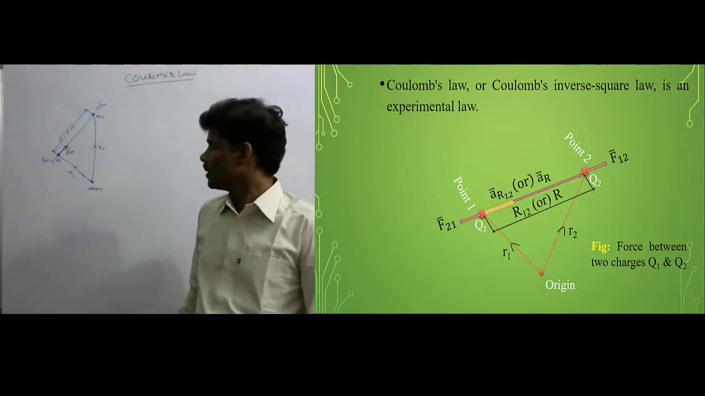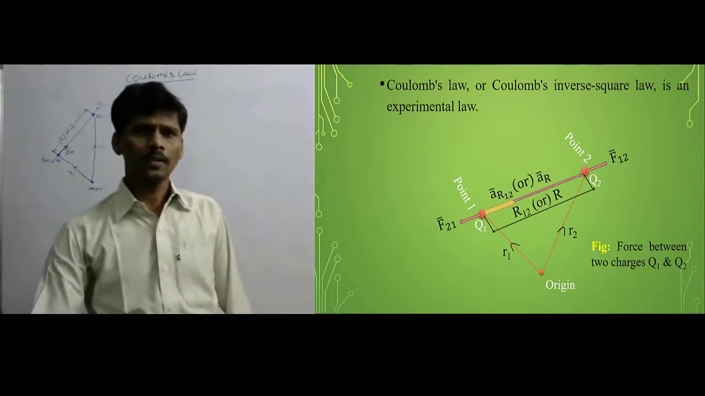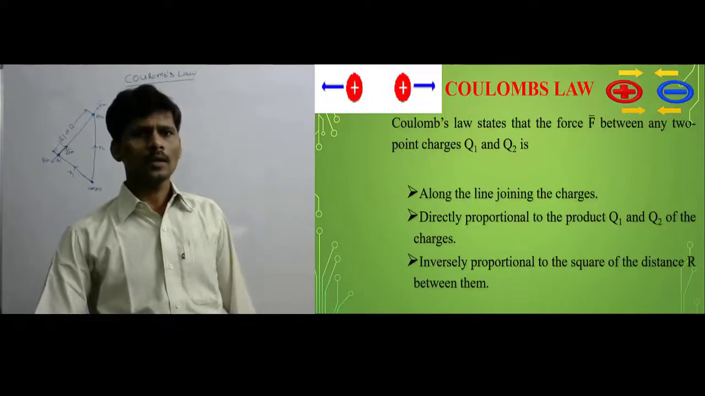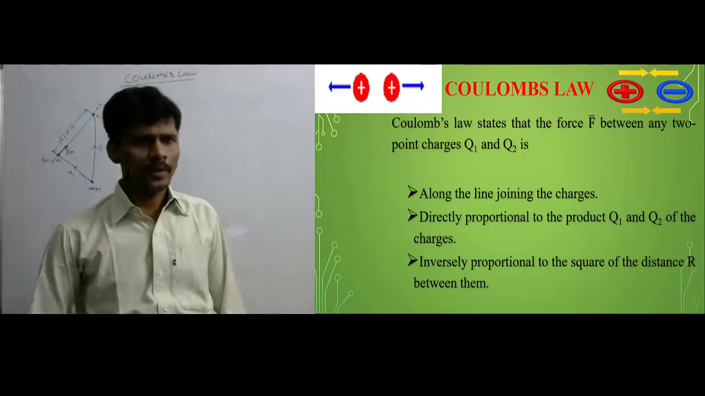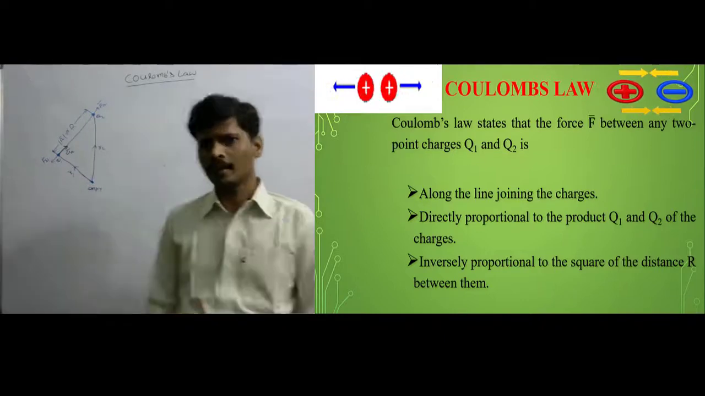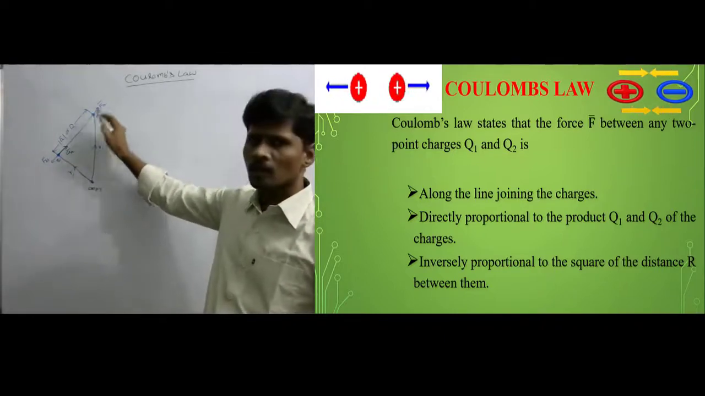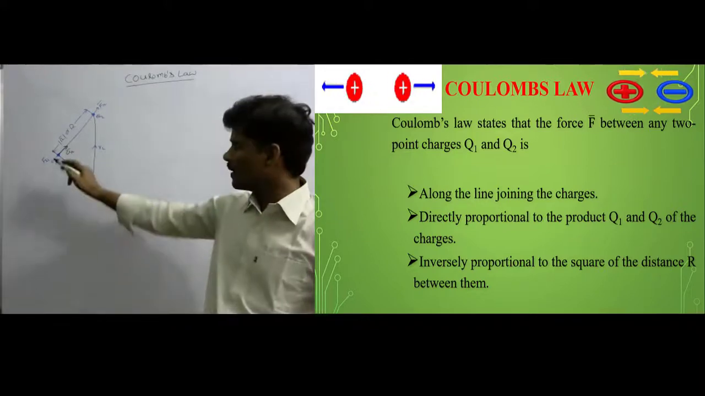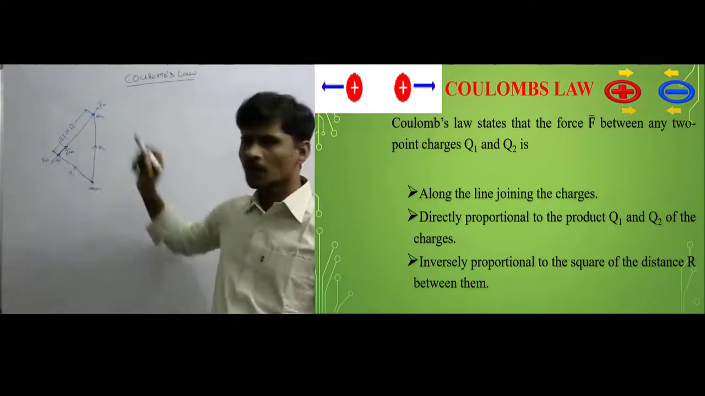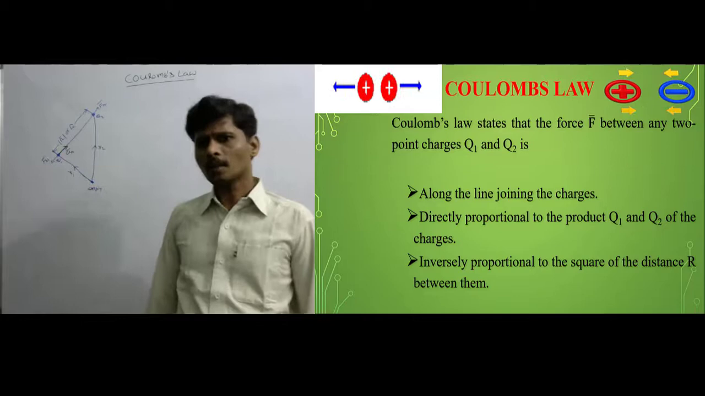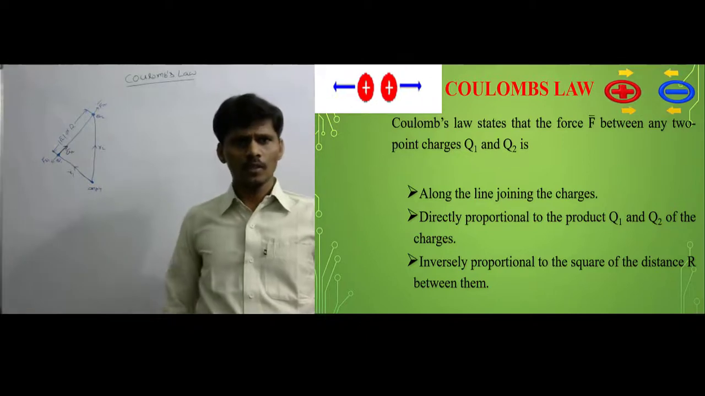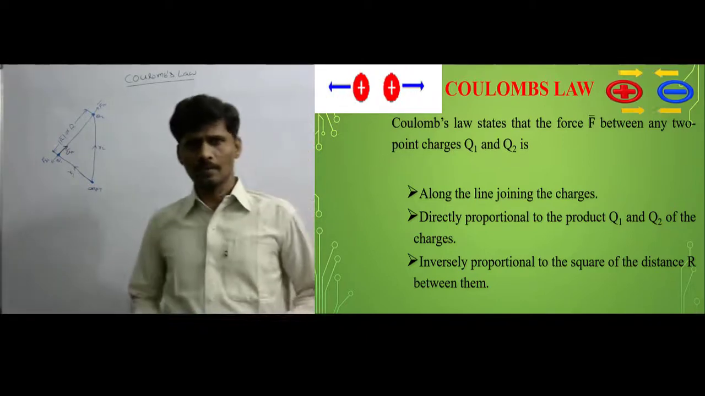Now we can define the statement of Coulomb's law. What is Coulomb's law? Coulomb's law is an experimental law. Coulomb's law states that the force F bar between any two point charges Q1 and Q2 is along the line joining the point charges, directly proportional to the product of the charges Q1 and Q2, and inversely proportional to the square of the distance between the two point charges.